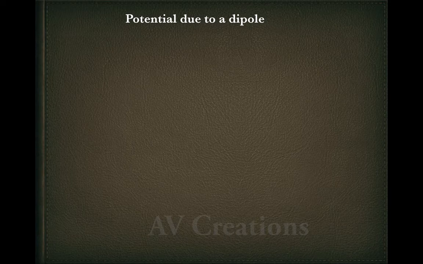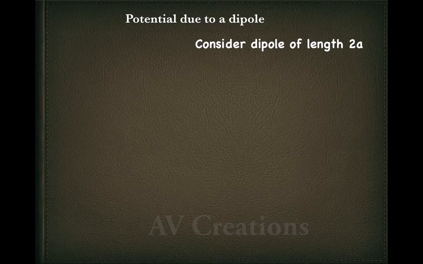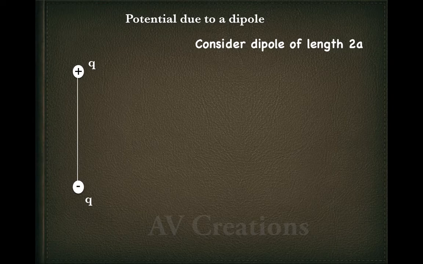Hi everyone. Now we are going to find the expression for potential due to a dipole. What is a dipole? A dipole is the arrangement of equal and opposite charges separated by a small distance. So we are going to consider a dipole of length 2a. The dipole consists of two charges, minus q and plus q. The distance between the charges is 2a, and we are considering a point P here.